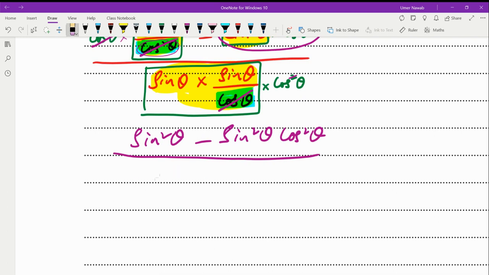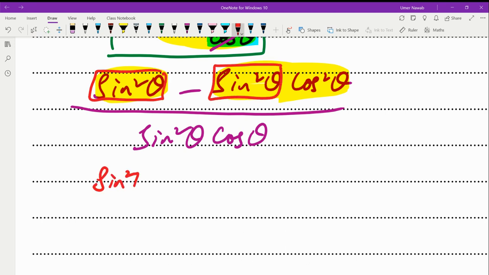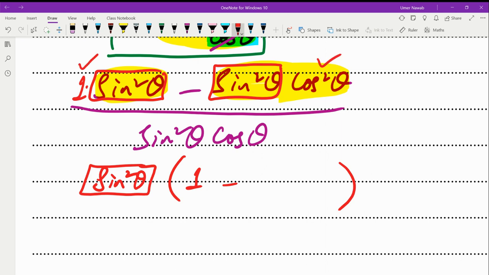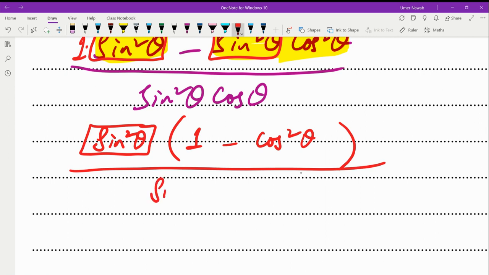Why not? I can combine them, guys. Sine theta times sine theta is sine squared theta along with the cosine theta, which was left alone there. Now, my factorization skills: I have two terms in the numerator. Can I take the sine squared theta common? So if you take sine squared theta common, guys, what is left inside the bracket? Because there is a 1 here, so 1 minus cosine squared theta will be left on the top. At the bottom I have sine squared theta, guys, and I have cosine theta.